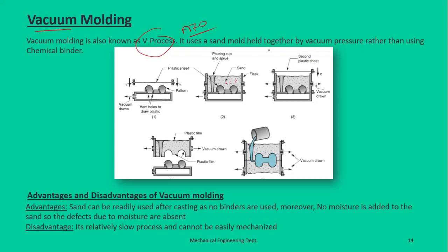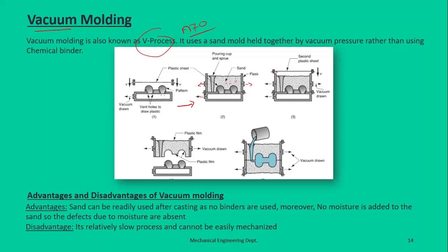So how do we perform the vacuum molding? We have a match plate or the cope and drag pattern with some vents within the pattern. So we create a vacuum here, and we place a preheated plastic sheet over the pattern, and it sticks on the surface of the pattern and remains intact because of this vacuum. Then we place a flask and fill it with sand, and add the sprue and the pouring cup, and we also apply the vacuum here so that the sand remains intact.